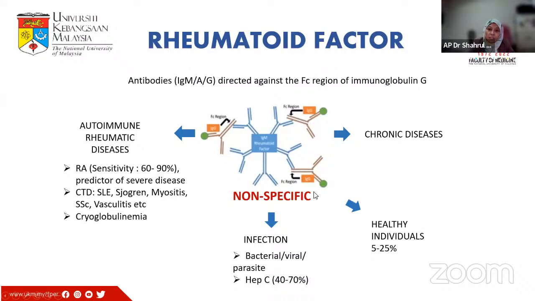But the problem with rheumatoid factor is that it is very non-specific, so it can also occur in infection, healthy individuals, and other chronic diseases. It is not pathognomonic of rheumatoid arthritis, although the name is rheumatoid, because it can also be present in other connective tissue diseases like SLE, Sjogren's, myositis, and even in cryoglobulinemia.